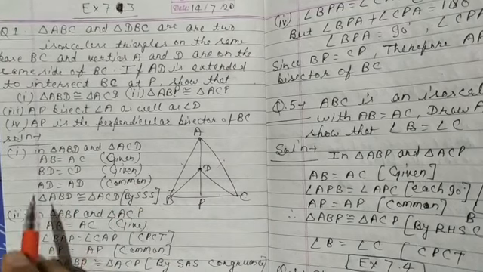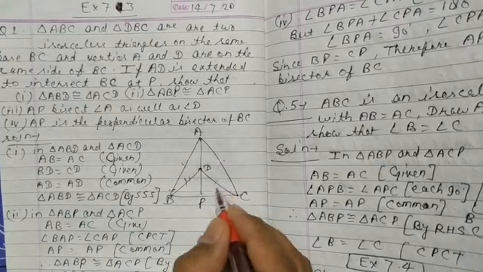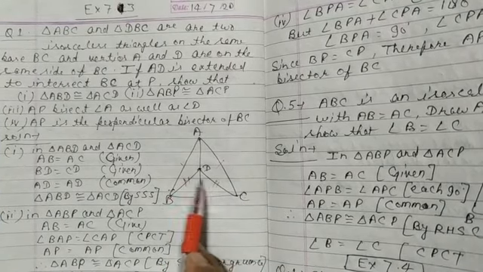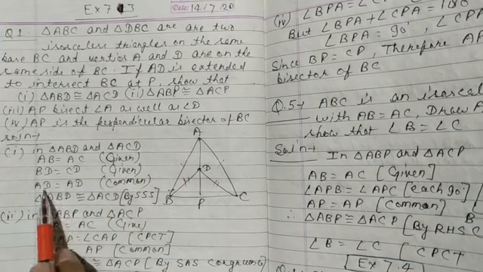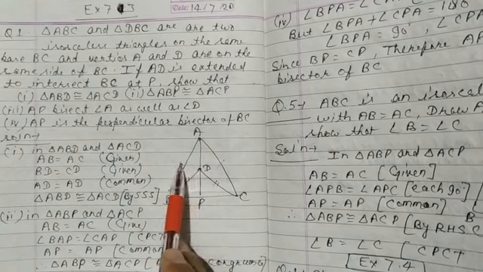Second thing, BD equal to CD. BDC is also an isosceles triangle, so these two sides are also equal. Third, AD is equal to AD. This is a common side in both triangles.